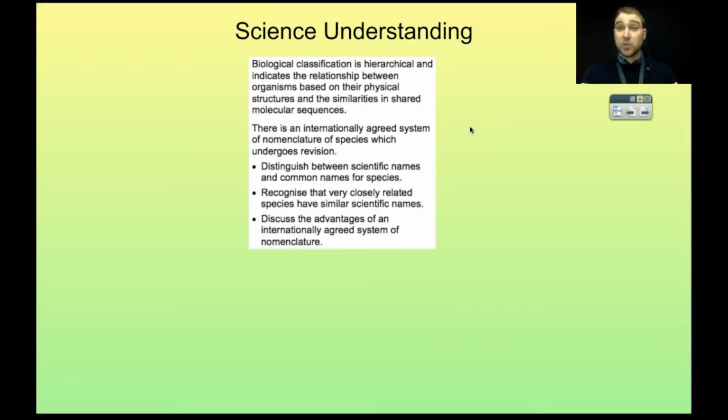So the science understanding we're going to look at: biological classification is hierarchical and indicates the relationship between organisms based on physical structures and on molecular sequences. There is an internationally agreed system of nomenclature of species which undergoes revision. Distinguish between scientific names and common names, recognise that closely related species have similar scientific names, and discuss advantages of the internationally agreed system of nomenclature.